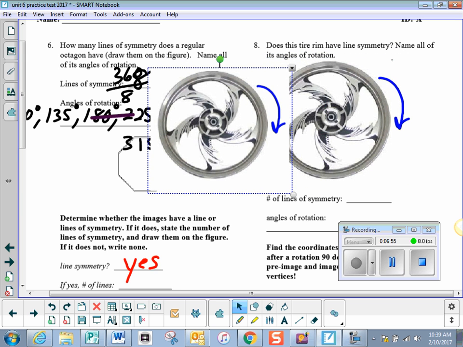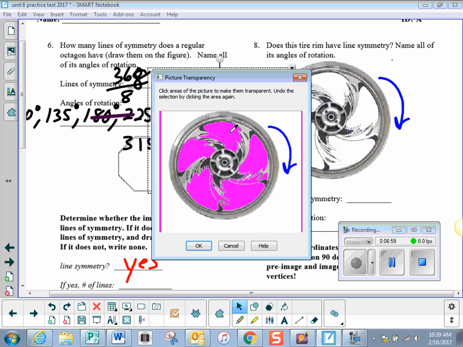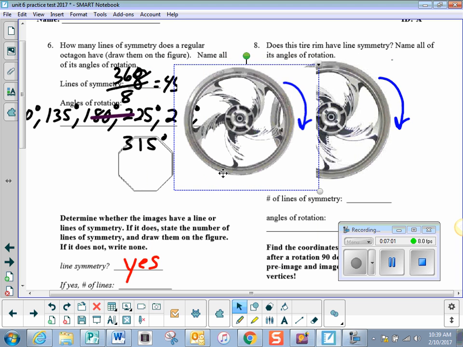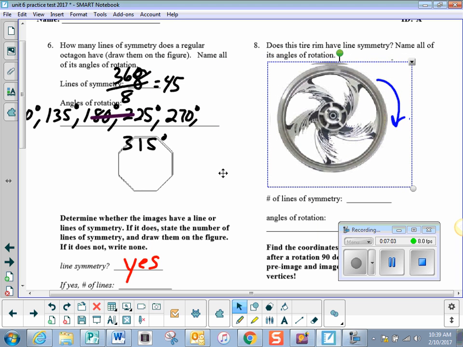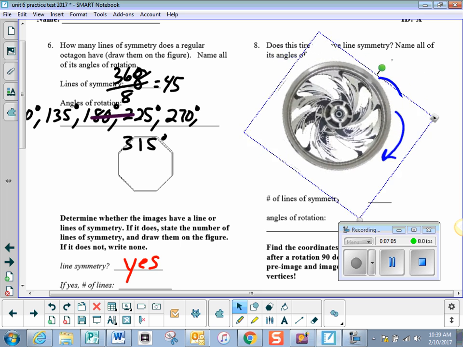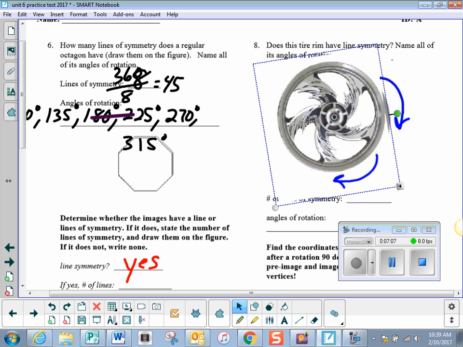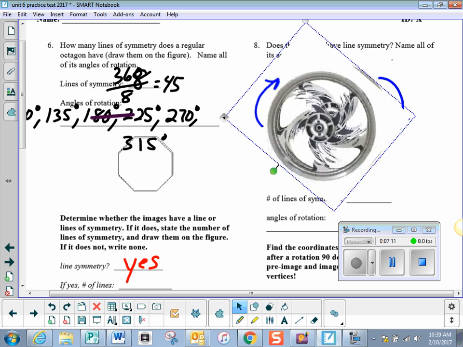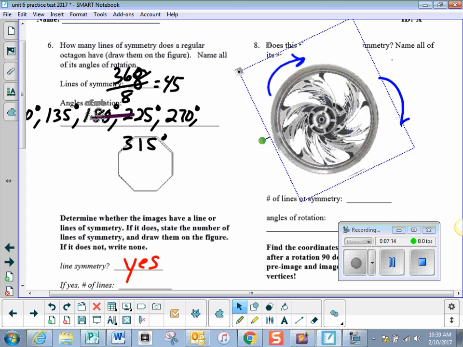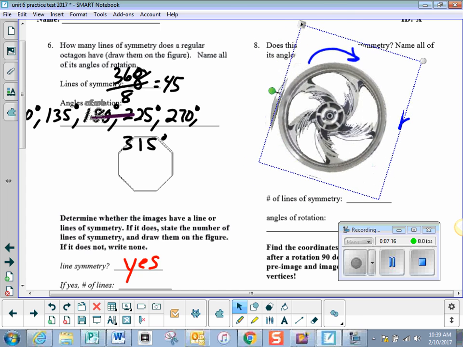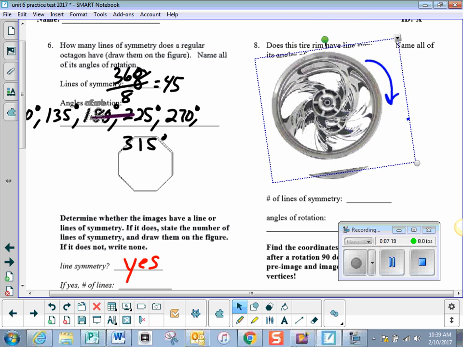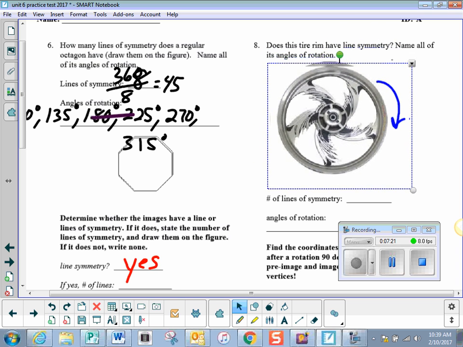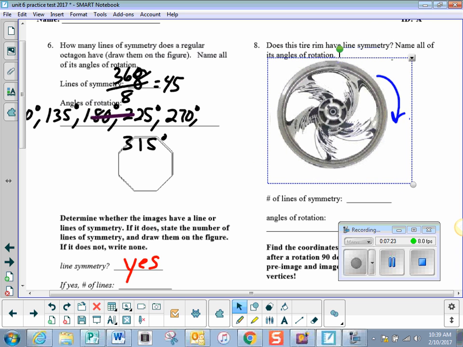Okay, so let me go ahead and, if I put this over this and I rotate it, is this the same? Once, twice, 3 times, 4 times. I did. The middle does not matter. 5 times.